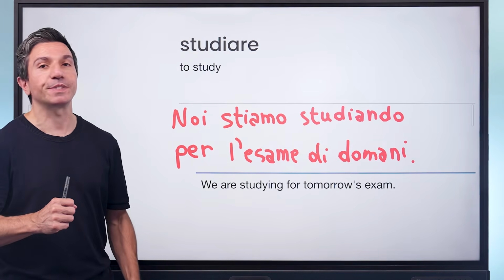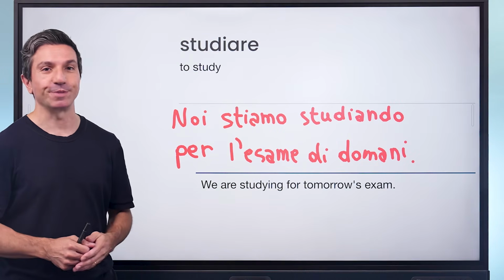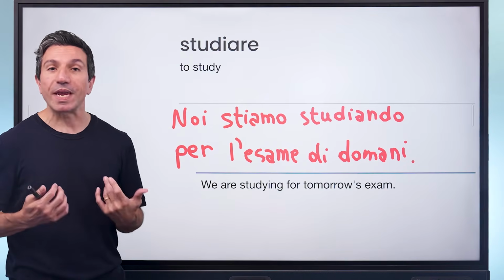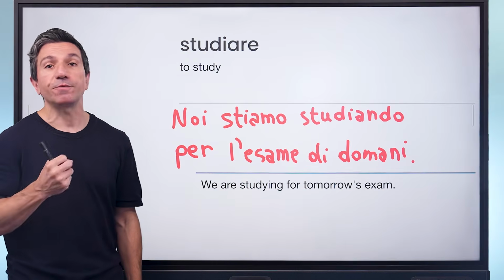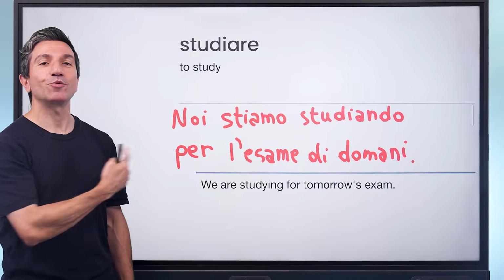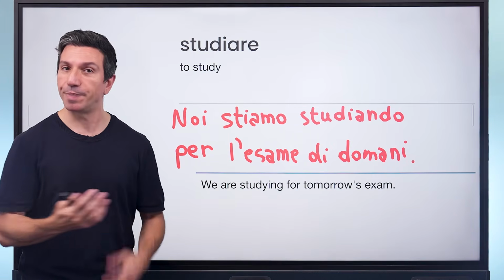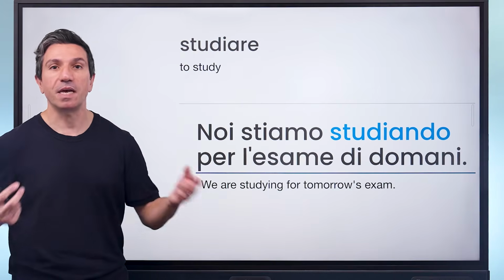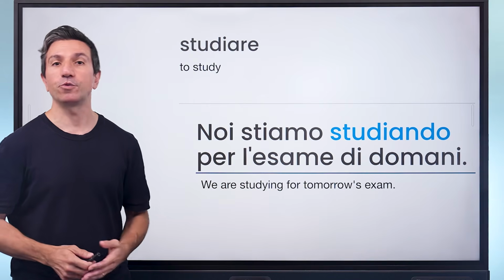Italian often drops subject pronouns because the verb ending shows the person. Here, stiamo already means we, so noi is optional and mainly used for emphasis or contrast. Noi stiamo studiando per l'esame di domani. Or, stiamo studiando per l'esame di domani. We are studying for tomorrow's exam.